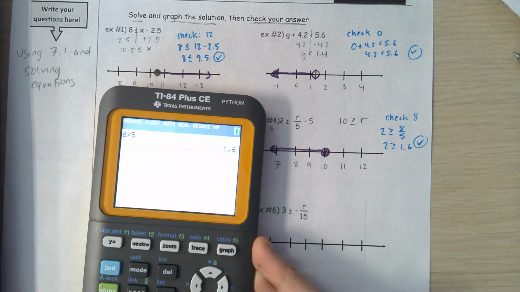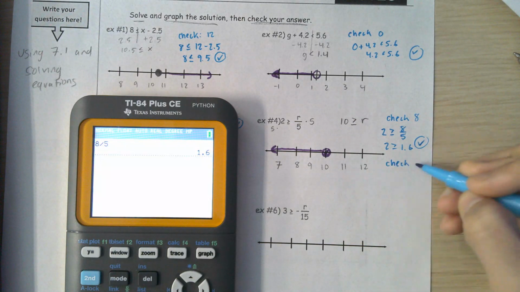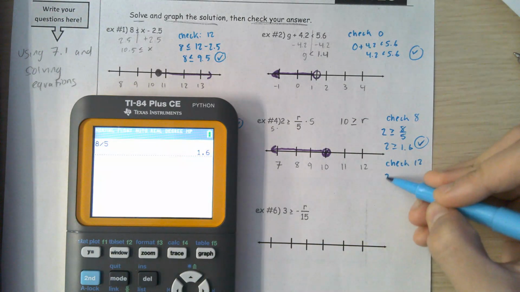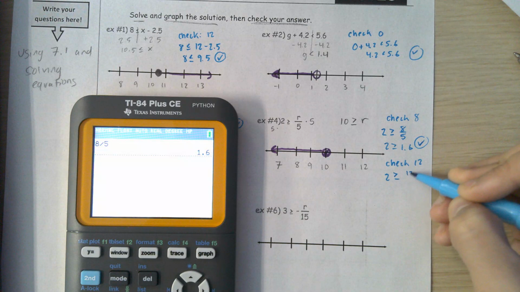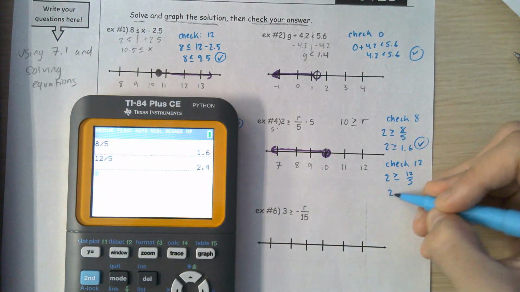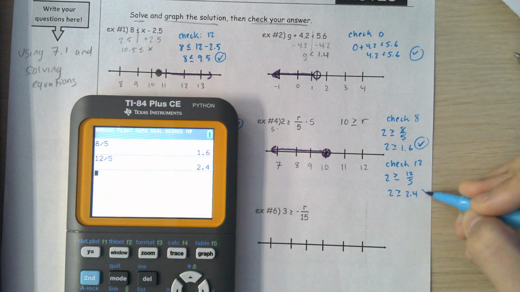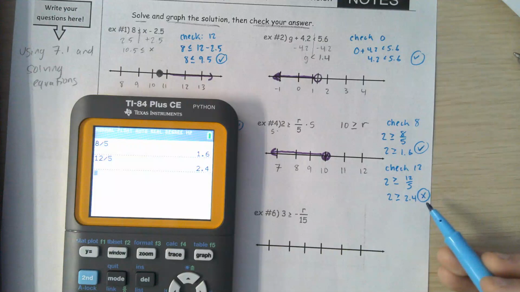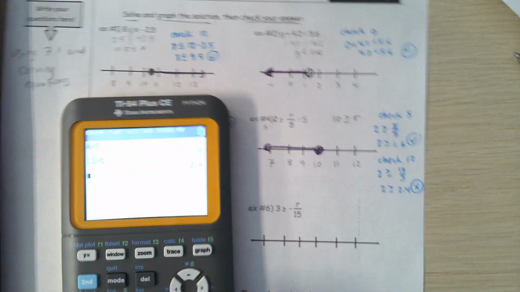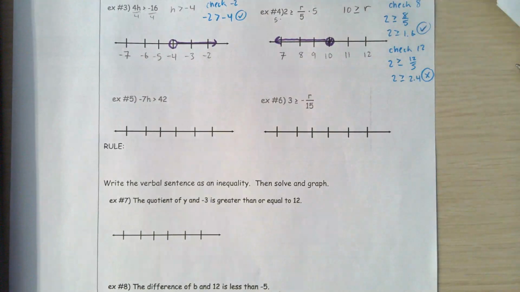Let me show you an example of what happens if we check the wrong side, right? Check 12, right? 12 is on the other side. So you have 2 is greater than or equal to 12 over 5. 12 over 5 is 2.4. So 2 is greater than or equal to 2.4. Right, that's not true. So if we don't pick the right side, then the check won't work. All right, so here we have two really important ones. So let's look at this.